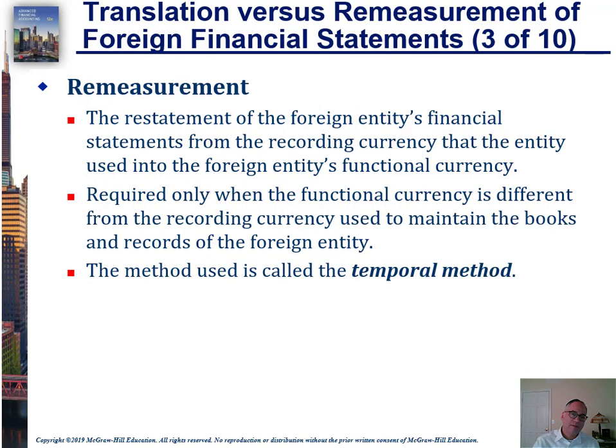Remeasurement, the idea of remeasurement is used when the books are not kept in the functional currency. So the idea of remeasurement is to convert the books over from whatever they're in into the functional currency. And to do that, you have to convert them as if you had been keeping them in the functional currency all along. And this is called the temporal method.